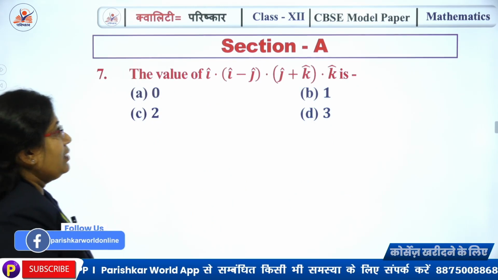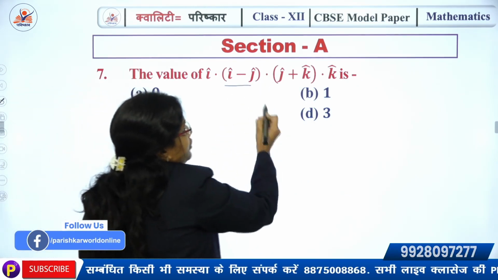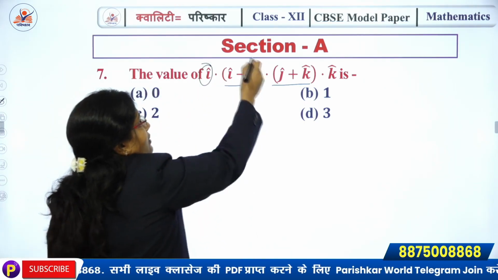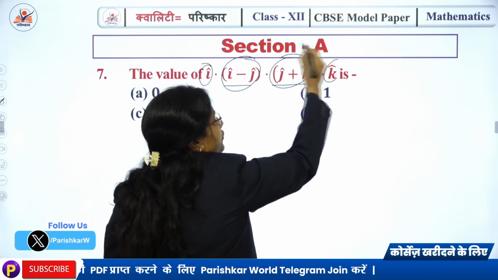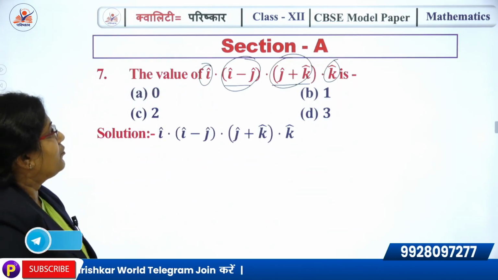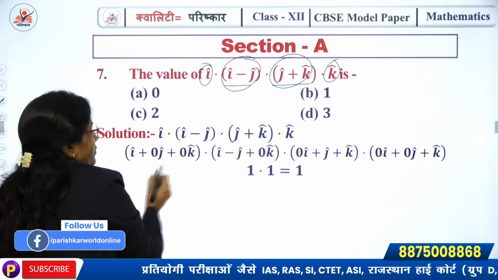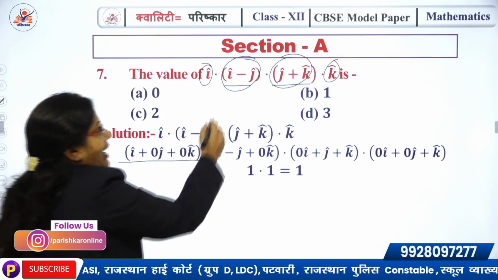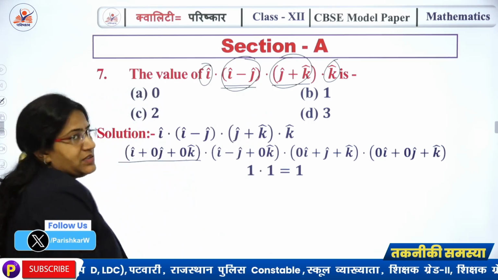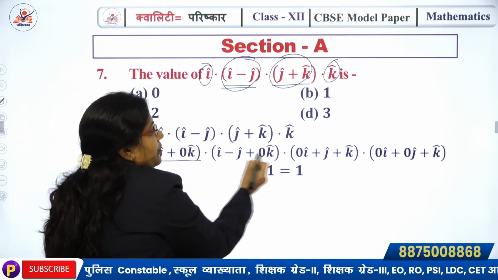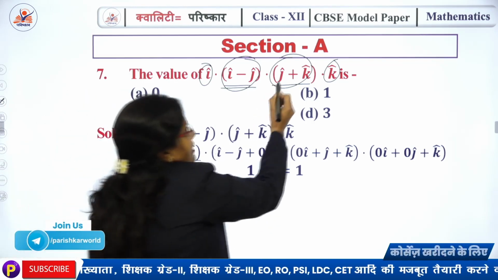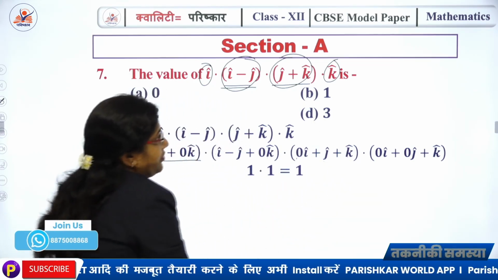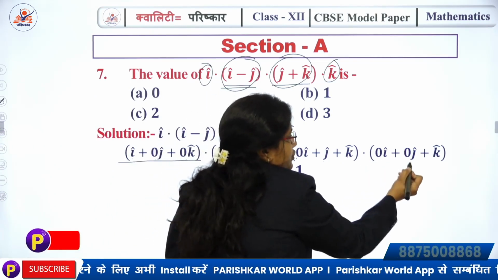The value of (i cap dot i cap minus j cap) dot (j cap plus k cap) dot k cap. Here 4 vectors are given: vector 1, vector 2, vector 3 and vector 4. We will take the products of these vectors. We can write i cap as i cap plus 0 j cap plus 0 k cap. Here we have i cap minus j cap, which we can write as i cap minus j cap plus 0 k cap. Again we have j cap plus k cap, which we can write as 0 i cap plus j cap plus k cap, and again we have k cap only, that is 0 i cap, 0 j cap and k cap.